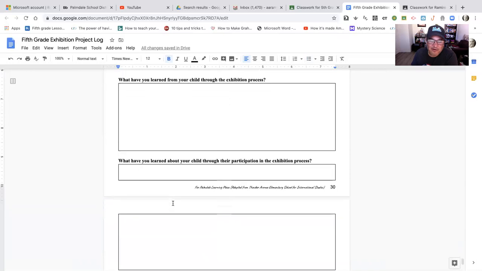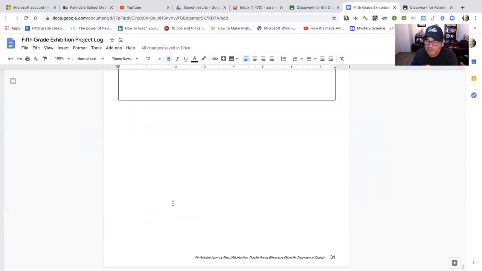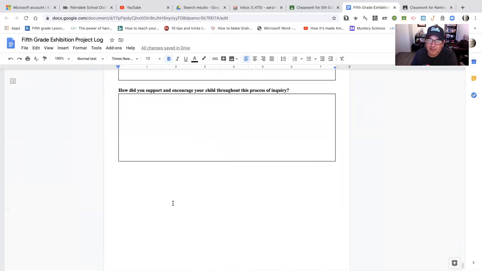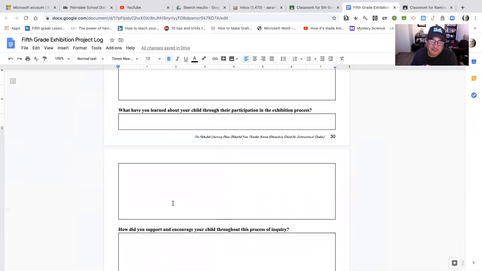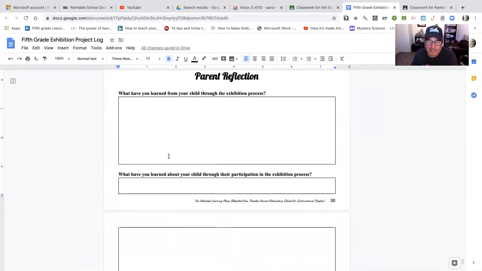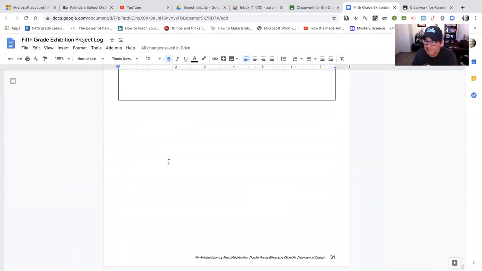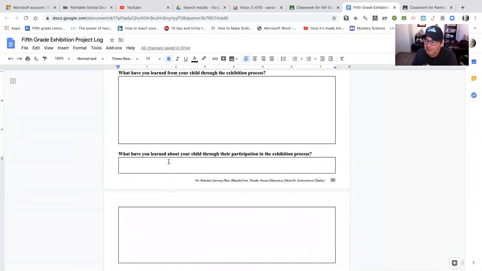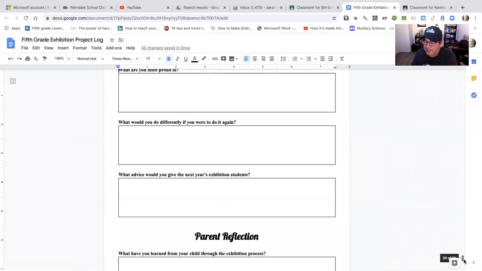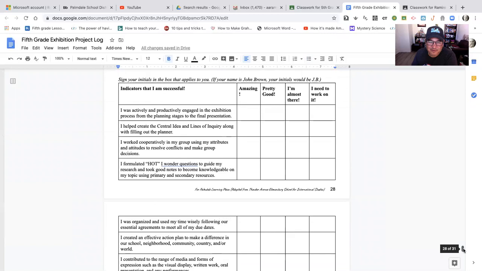And then you have a parent reflection where your parent is asked to enter their information here. And we do ask that your parent, you don't have to type it for them. You could ask them to type it in if you like, or you could write it on paper and then type it for them. But that's the last of the exhibition log.